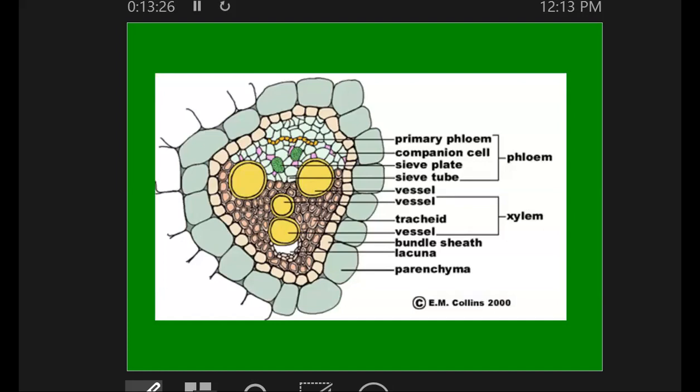So they often refer to it as a face-like design, where you can see the eyes, nose, and mouth are the vessels of the trachea, of the xylem. It's the vessel type of xylem. And then the cheeks and chin tend to be the tracheids. And then the forehead is usually the phloem tissue, sieve tube elements, and companion cells.